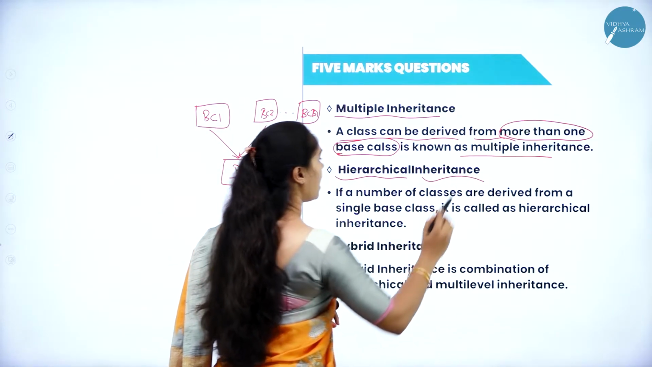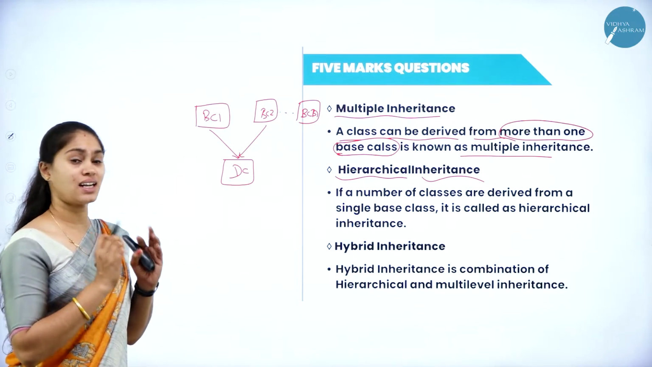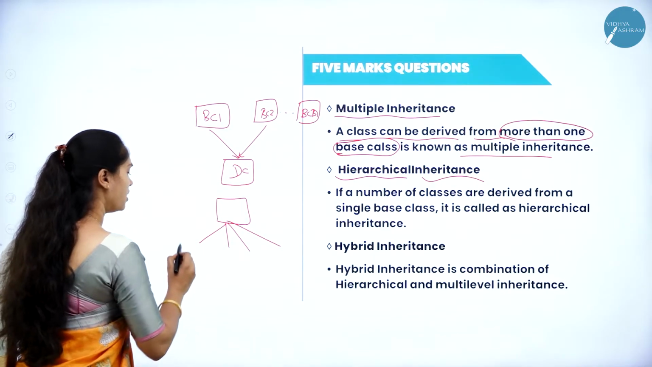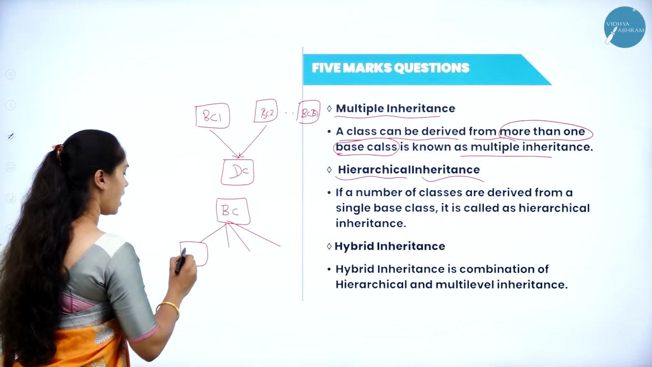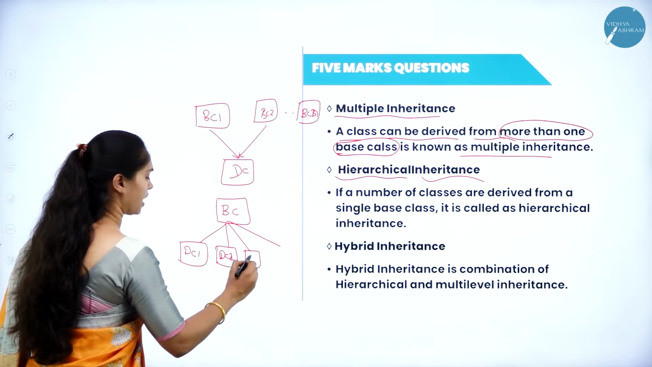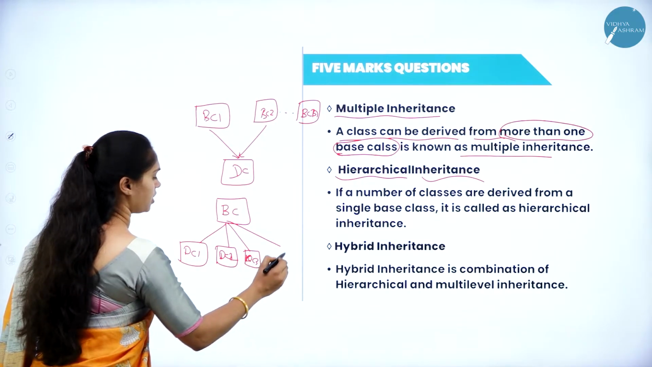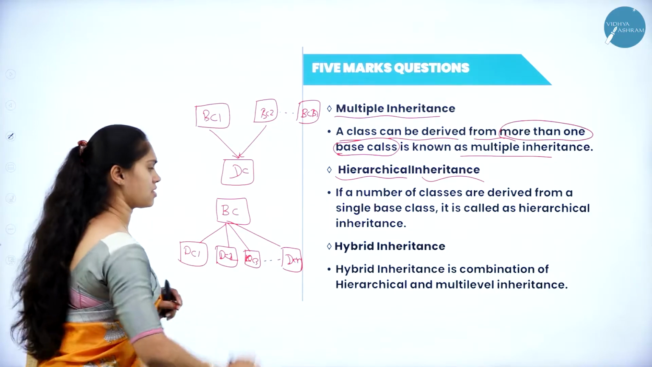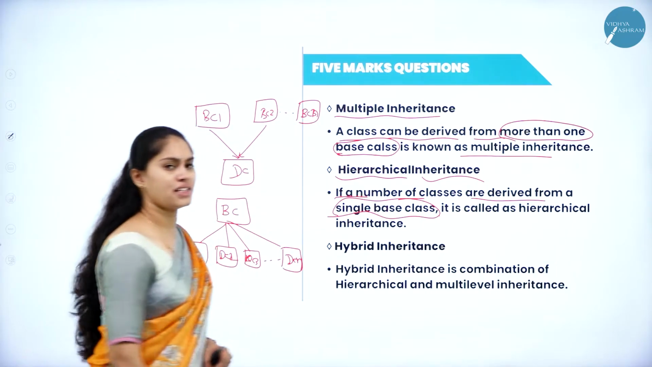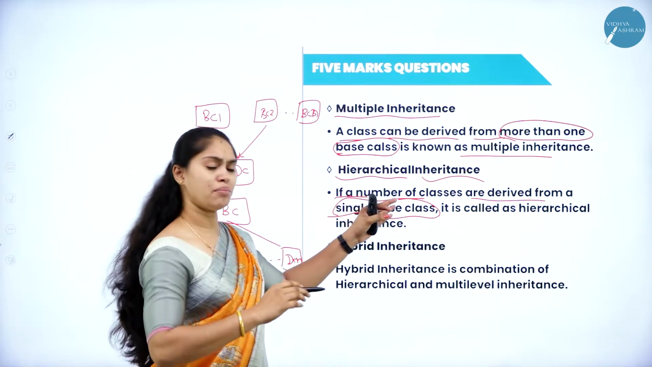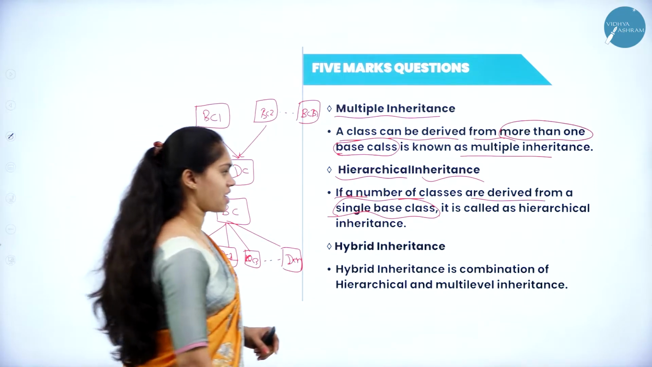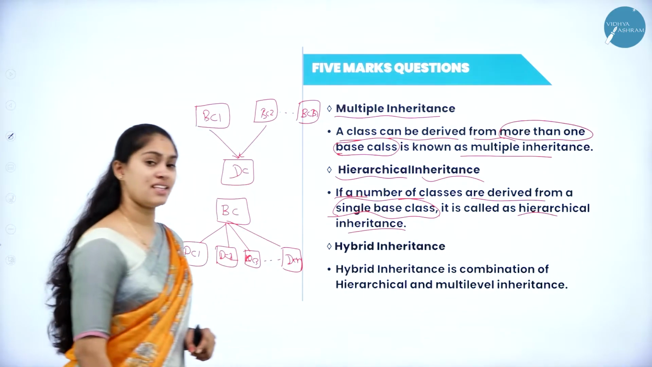Next we have hierarchical inheritance. Hierarchical is a tree-like structure. We have only one base class and you can have any number of derived classes here: derived class 2, derived class 3, and any number of derived classes. If a number of classes are derived from a single base class, that will be considered as what? Hierarchical inheritance.